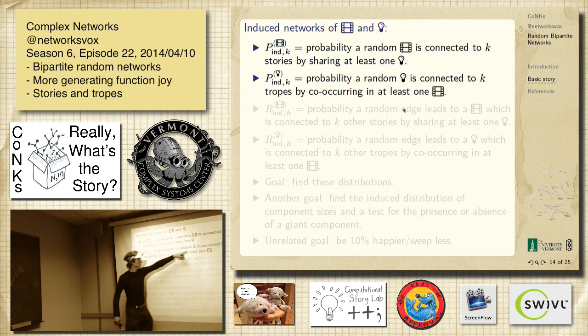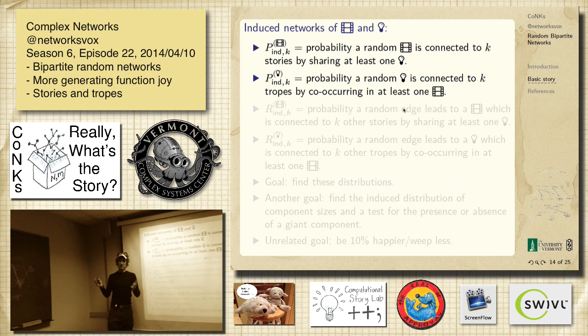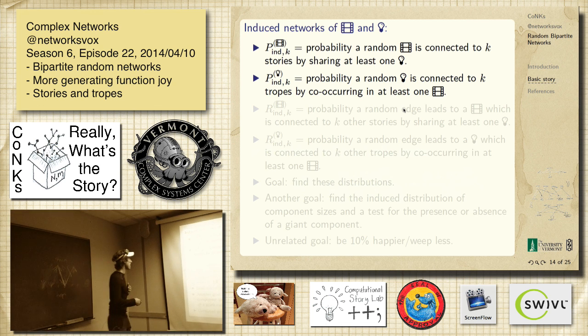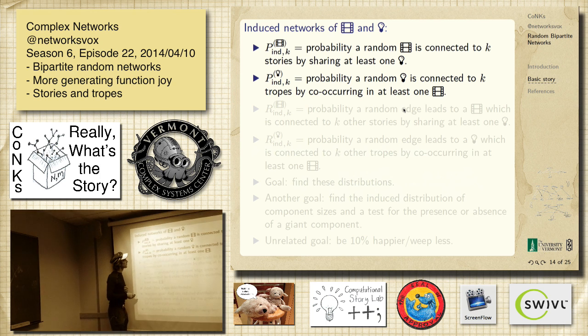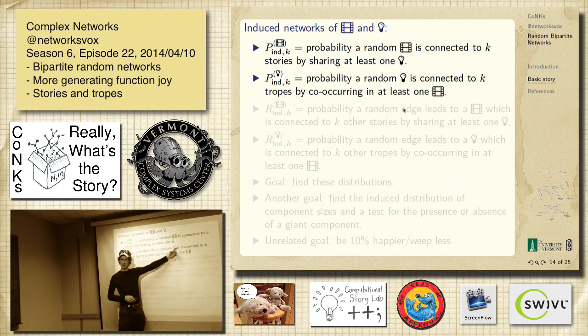So we're going to choose a random trope in this projected or induced network. What's the probability that it's connected to k other tropes in that network? And it has to co-occur. That happens when they co-occur in stories. The connection is manifested. So this is kill the monster. What's the probability that kill the monster has k other tropes associated with it?